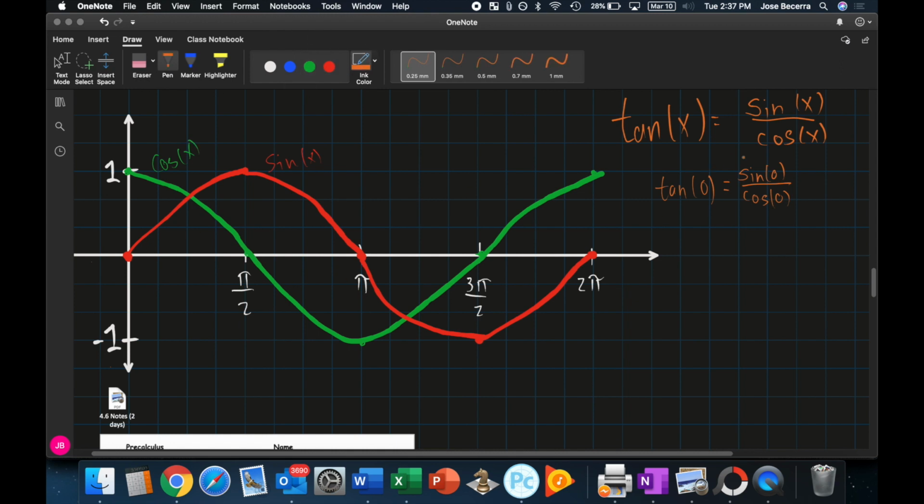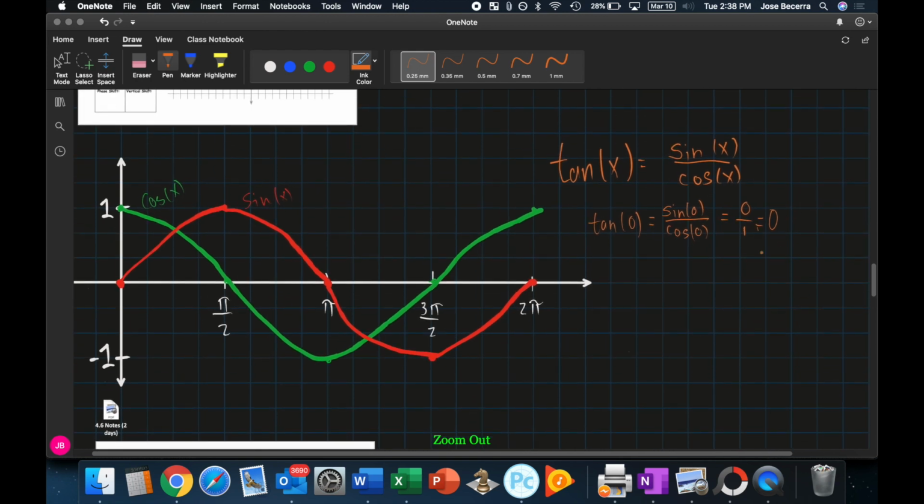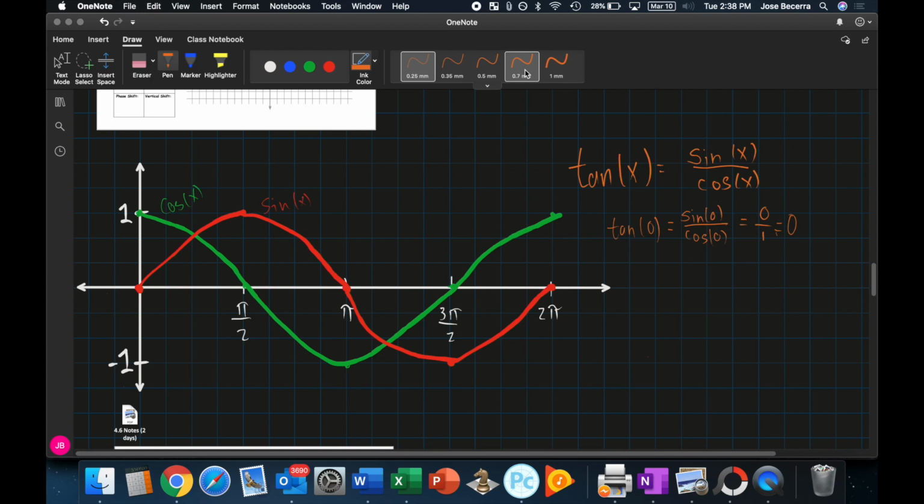And we need to figure out, okay, what's the sine of 0? It's 0. So this is going to be equal to 0 divided by my cosine value, which is what? What's cosine at x equals 0? 1, right? So this is 1. 0 divided by 1 is just 0. So we actually have 0 for my tangent value. So I can go ahead and plot that point right there. That's going to be my tangent value is 0. All right, now we can keep going.